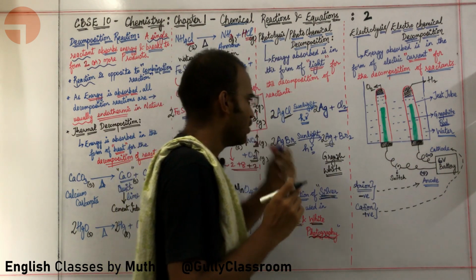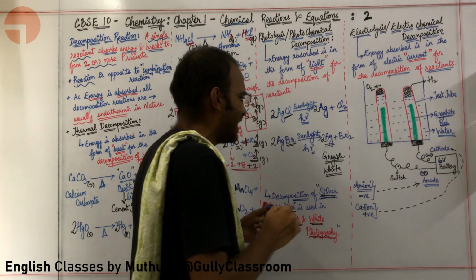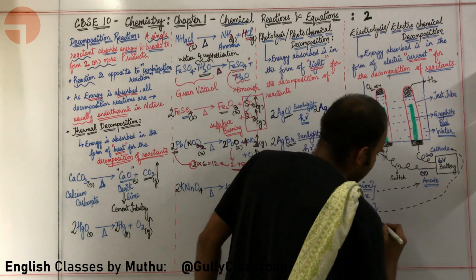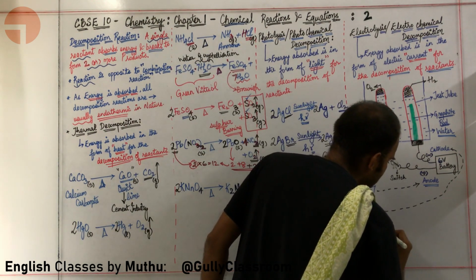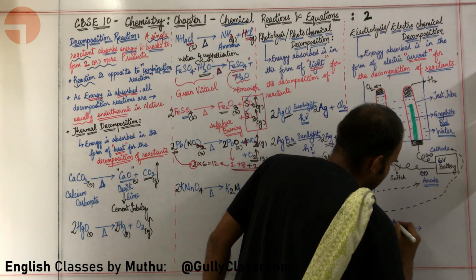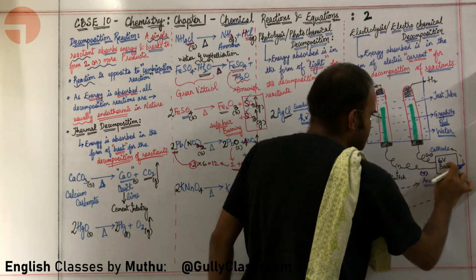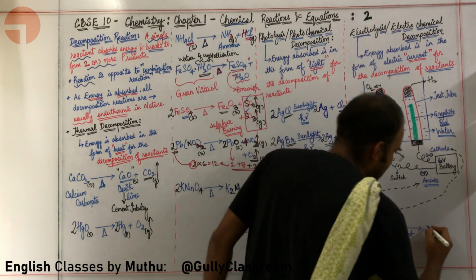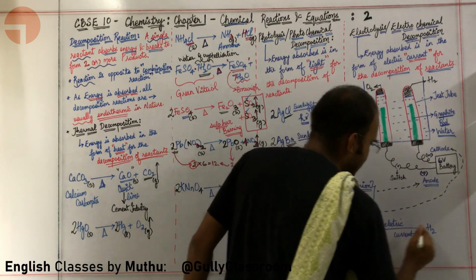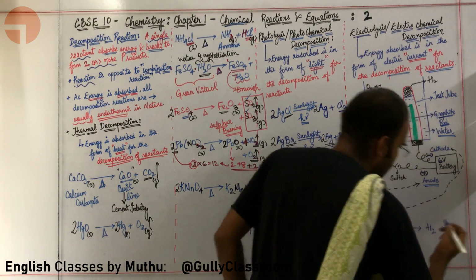Now, what is the reaction that is actually happening here? Here I am having water. This water is given electric current from this 6 volt battery. What is happening? This water is breaking into H2 plus O2.